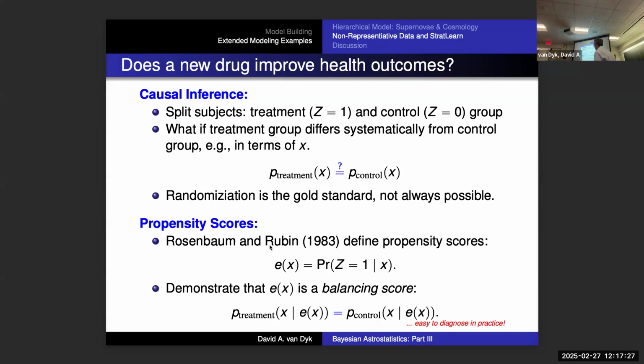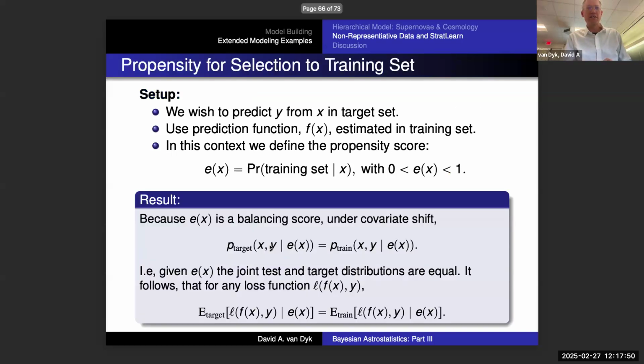That's a probability, you're going to estimate that. And what these guys showed was that if you condition on those propensity scores, the distribution of the covariates is the same. So it's called a balancing score. And if I can compute it and condition on it, I can remove this kind of bias in my data. So let's look at how it works in machine learning.